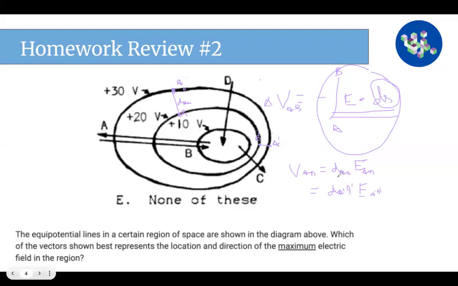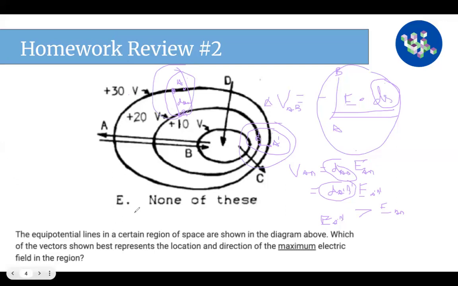Notice that d_A'B' is smaller than d_AB. So for those two quantities to be equal, I need E_A'B' to be greater than E_AB. If I have two points that are close together and two points that are far apart with the same voltage difference, then the electric field over here should be greater than the electric field over here.